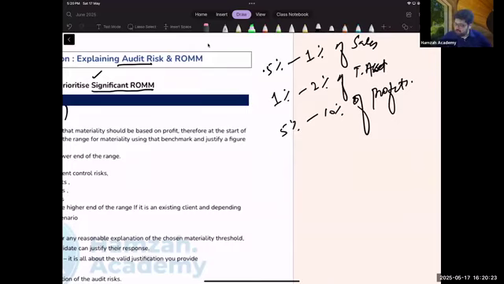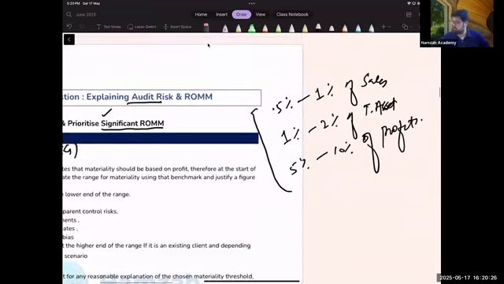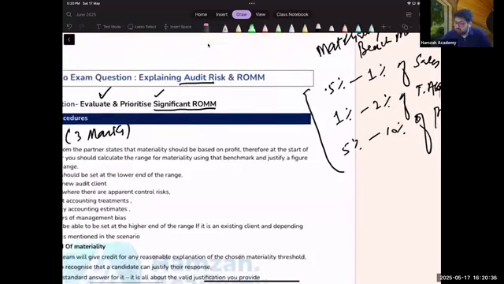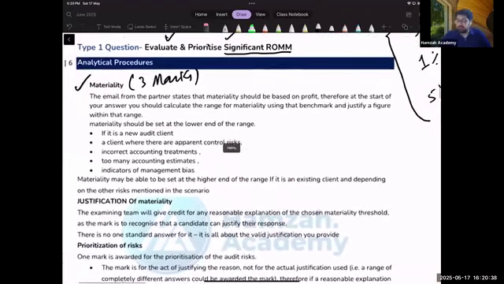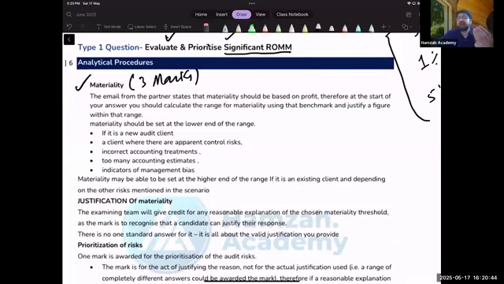Now, so this is materiality benchmarks. These are materiality benchmarks. You should memorize it. So you need to mention when you are discussing materiality. For example, they say the materiality will be based on sales. You will say that as per the guidance from the partner, materiality will be based on sales. That is 0.5% to 1% of sales. And then you will calculate.